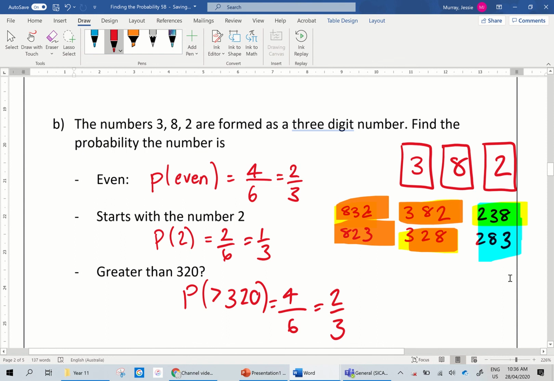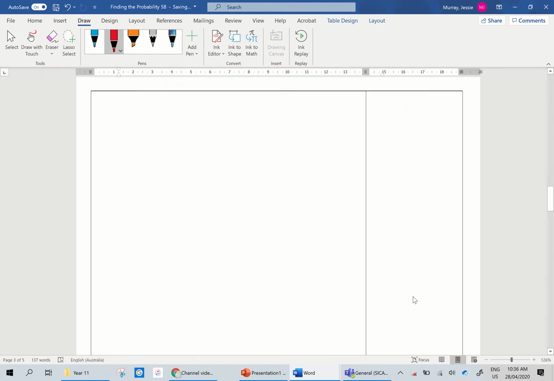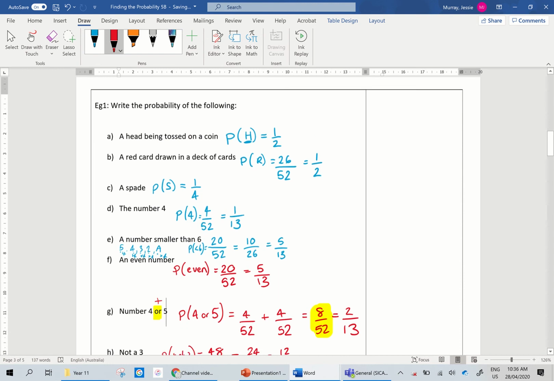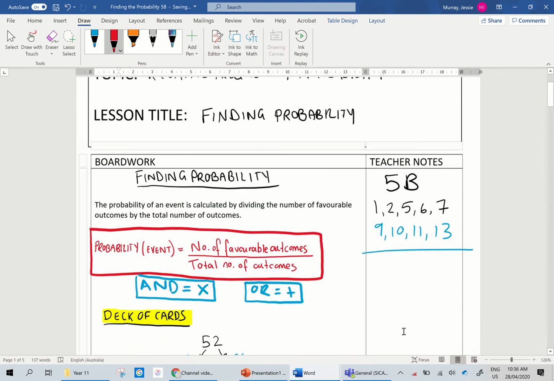So it is often a great idea to do the visuals next to you, because that question would have been a lot harder if I didn't have that visual aid next to it for me. Okay, and that is the lesson for today. Again, nice and straightforward really. You're just practicing those probability skills that you already have done and seen before.